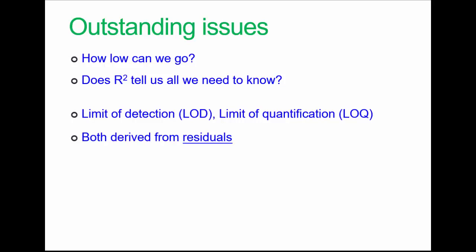Okay, so we've got some outstanding issues which we'll look at in the third part of this lecture. How low can we go? What concentration can we measure down to? Is R-squared telling us all we need to know? And look at the important factors, the limits of detection and limits of quantification, both of which are derived from something called residuals. It's a slightly more sophisticated statistical way of looking at our results.